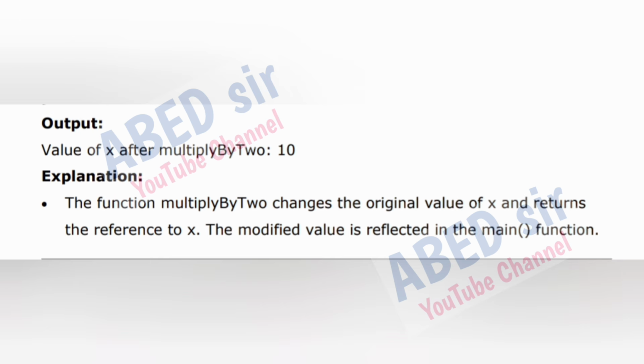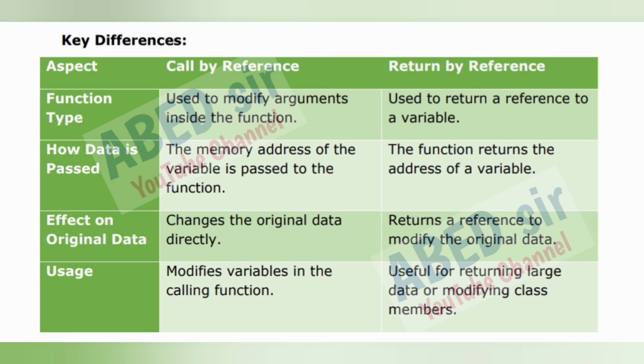Output: Value of x after multiply by 2 is 10. Explanation: The function multiply by 2 changes the original value of x and returns the reference to x. The modified value is reflected in the main function. Key differences: Aspect, call by reference, return by reference.